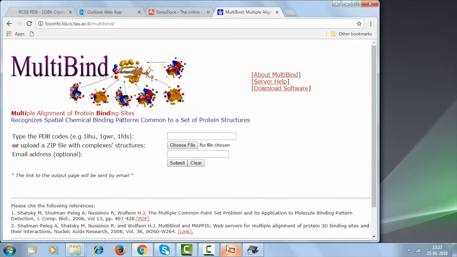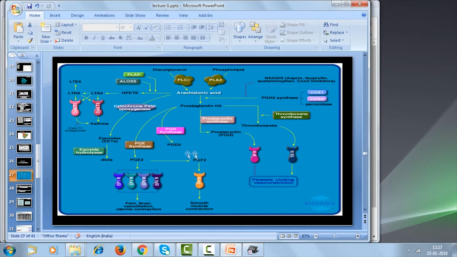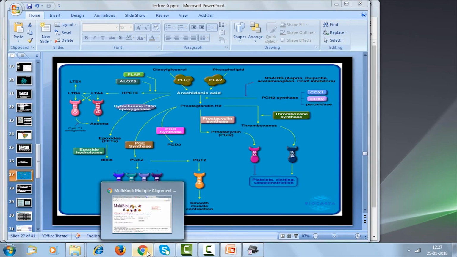What is that PGIS, PGFS? Like I mentioned here, they all come in the arachidonic acid pathway. So we have this PGIS, PGDS, PGIS, PGES, PGDS, and so on. What is the commonality between all these proteins? That's what this particular software will be able to tell.